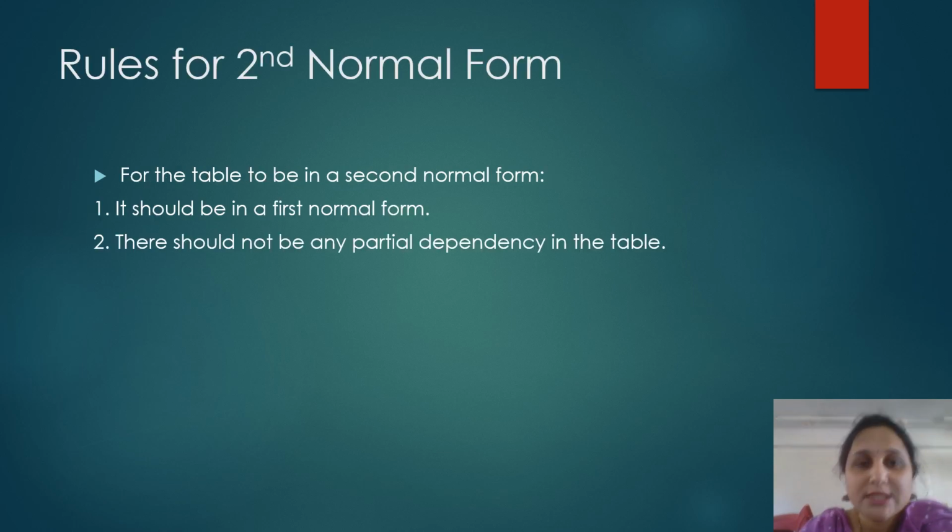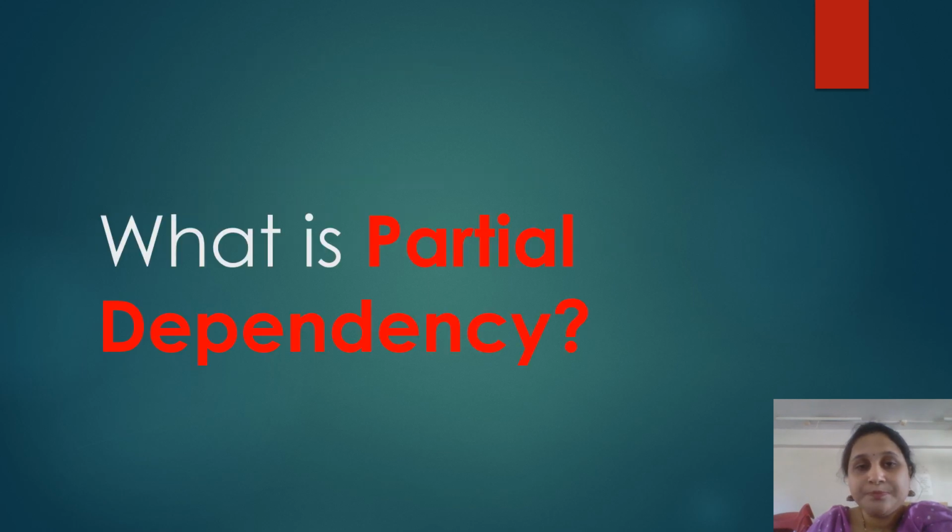Now, what are the rules for second normal form? For a table to be in second normal form, it should be in first normal form. Basically, the table that you are converting to second normal form should already be in the first normal form. Rule 2 says that there should not be any partial dependency in the table. Now, what do you mean by partial dependency? Let's check.